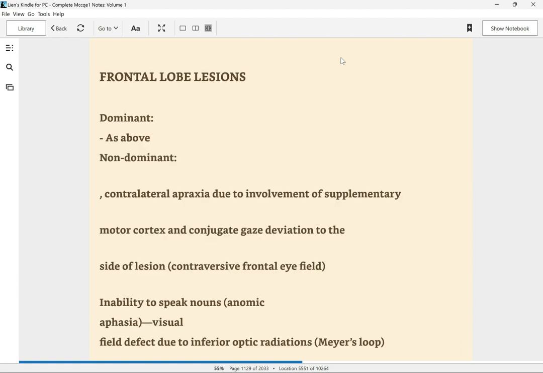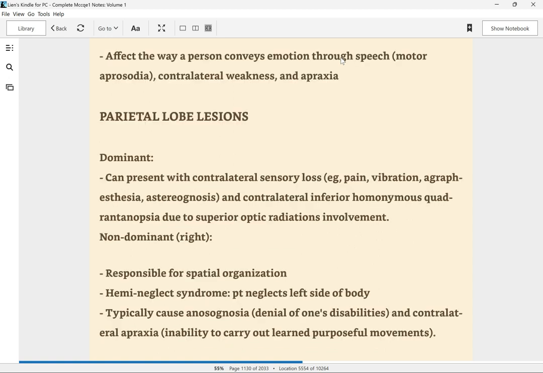Frontal lobe lesions: dominant, as above. Non-dominant: contralateral apraxia due to involvement of the supplementary motor cortex, and conjugate gaze deviation to the side of the lesion, contraversive, from the frontal eye field. Inability to speak nouns, anomic aphasia, visual field defect due to inferior optic radiations, Meyer's loop. Affects the way a person conveys emotion through speech, motor apraxia, contralateral weakness and apraxia.